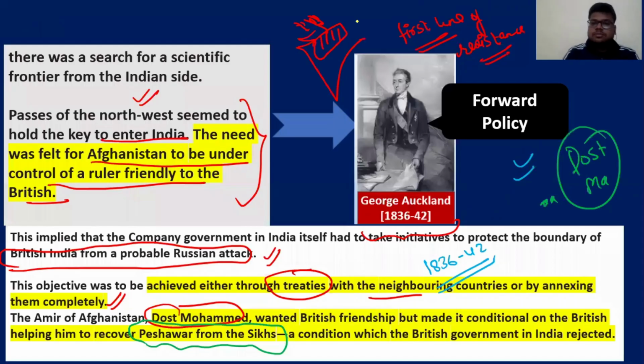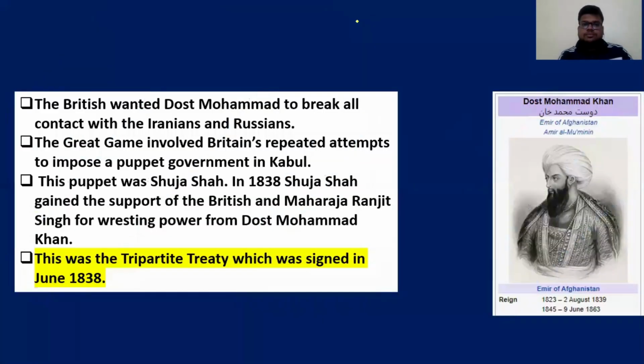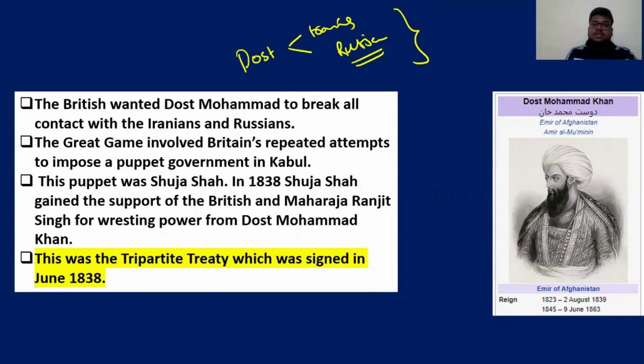Till that time, the British had some treaty with Ranjit Singh. Now the Britishers said you cannot make it conditional. And the Britishers also wanted Dost Muhammad to break all his contact with the Iranians and the Russians. You can see the context in the 1826-28 treaty, when the Russian influence is increasing in the nearby areas. Hence, the Britishers decided, okay, Dost Muhammad is not listening to us.